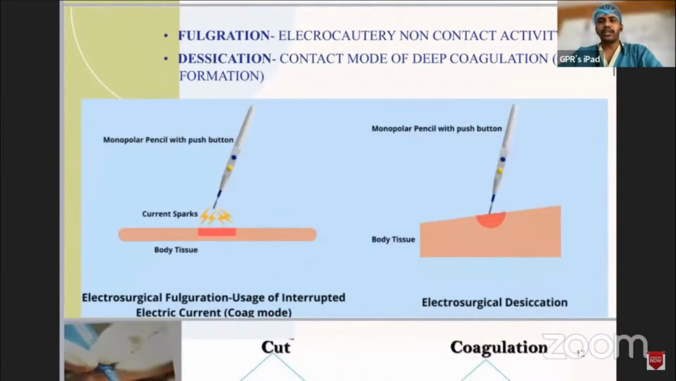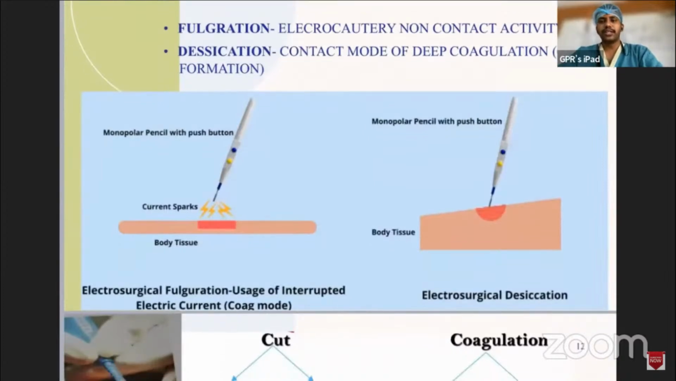There are two types of coagulation that happen. One is fulguration, the other is desiccation. Fulguration is a non-contact mode that makes the coagulation happen, whereas desiccation is the contact mode of deep coagulation.